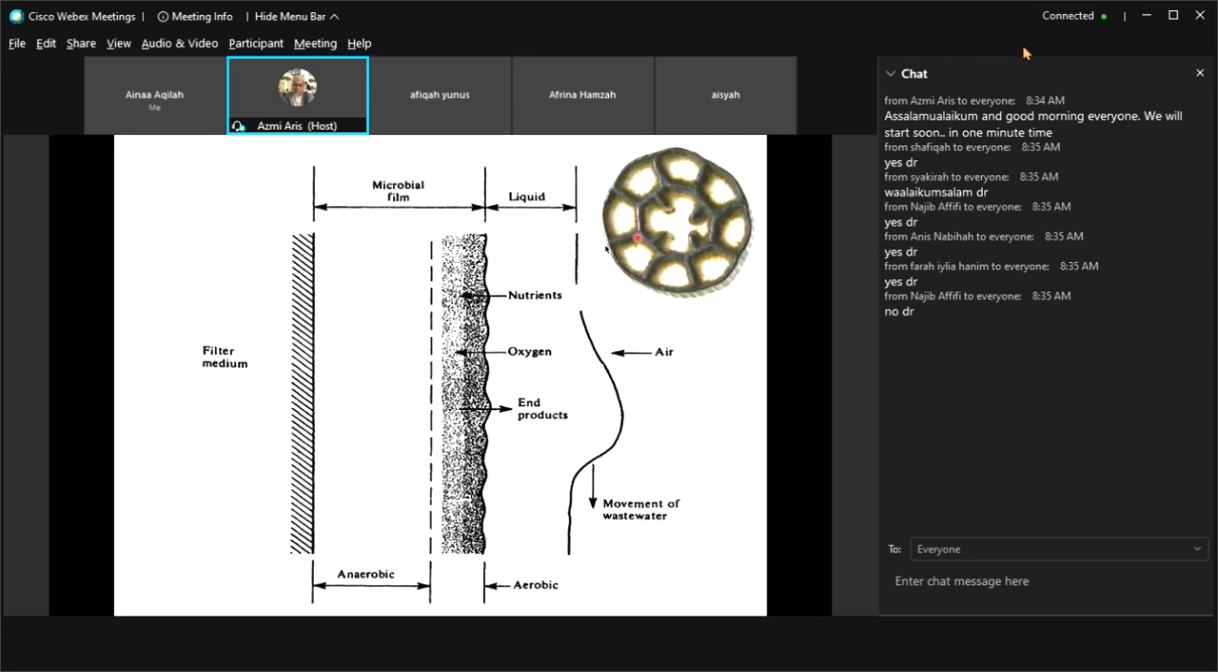So compared to this is the media, one of the type of media that we provided, and as you can see, there is growth on top of the surface. So these are the microbes. They form film on top of the surface of the media. So theoretically, in attached growth process, we have filter media. Okay, this is the filter media, many kind of filter media which we will discuss later on.